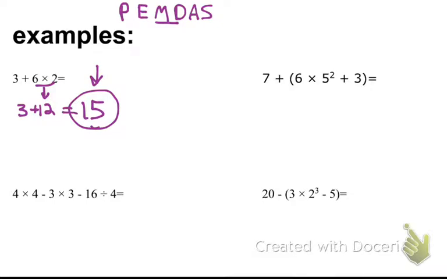Is there some stuff inside parentheses first? Why, not only is there stuff inside parentheses, there are orders of operations inside the parentheses. So the first thing I need to do is the exponents, okay, because there's no parentheses inside the parentheses. So my exponent, I get 25, and I just rewrite the problem.